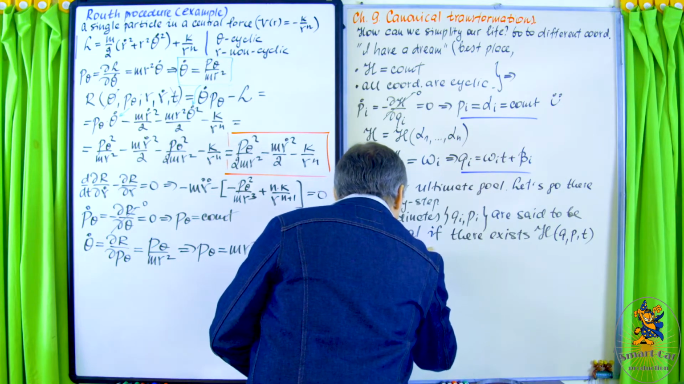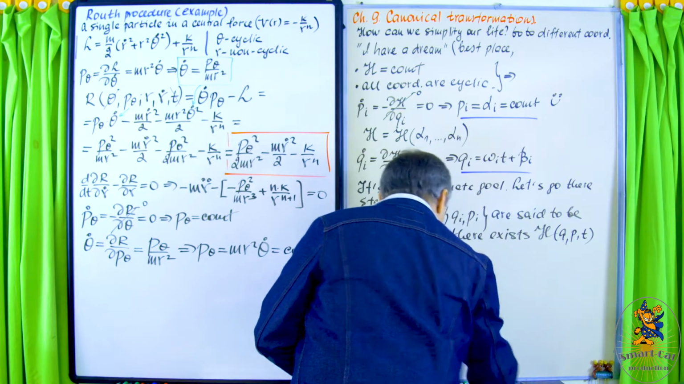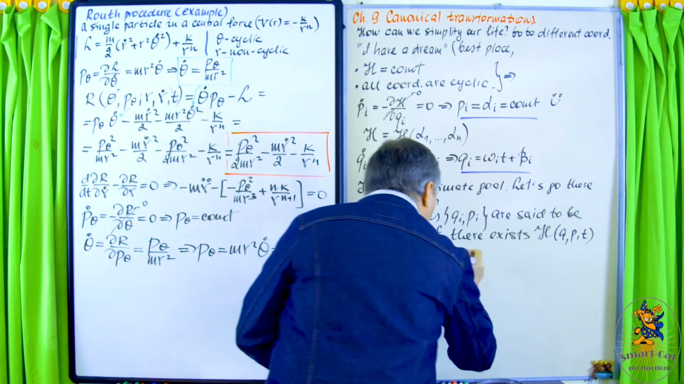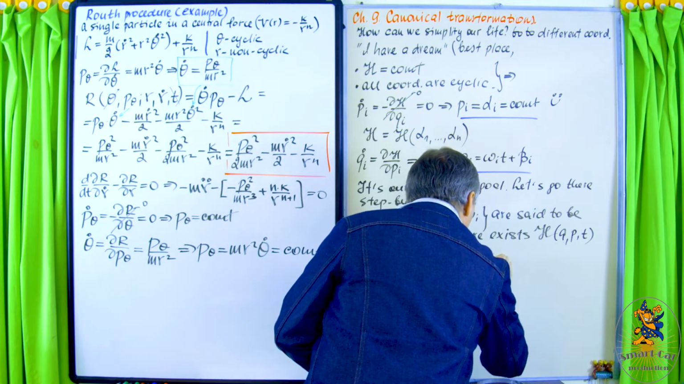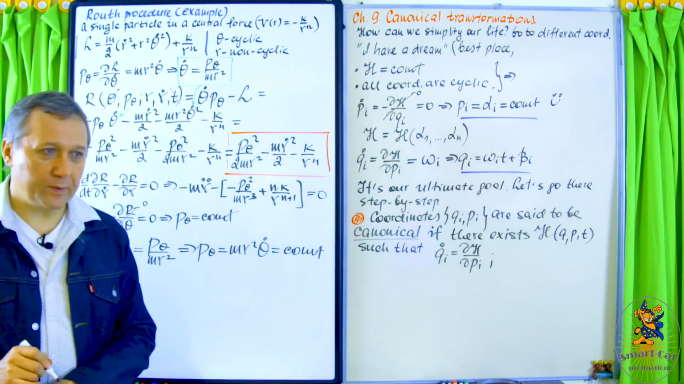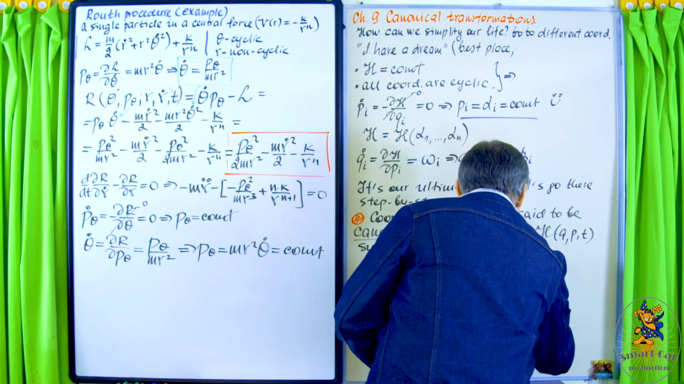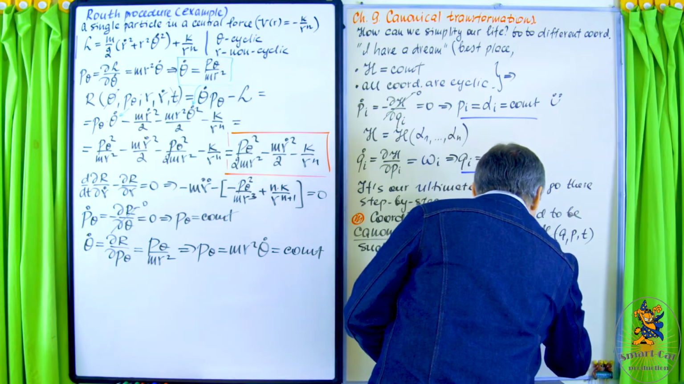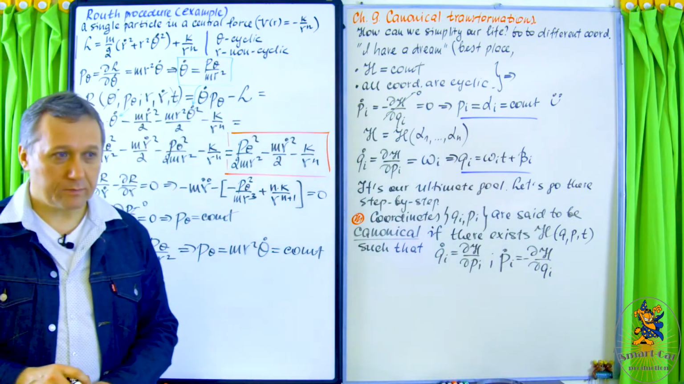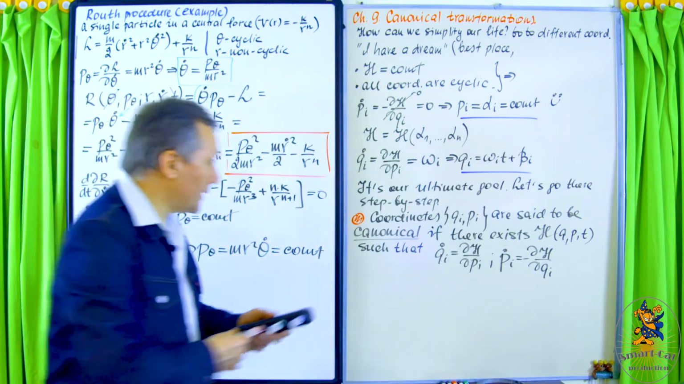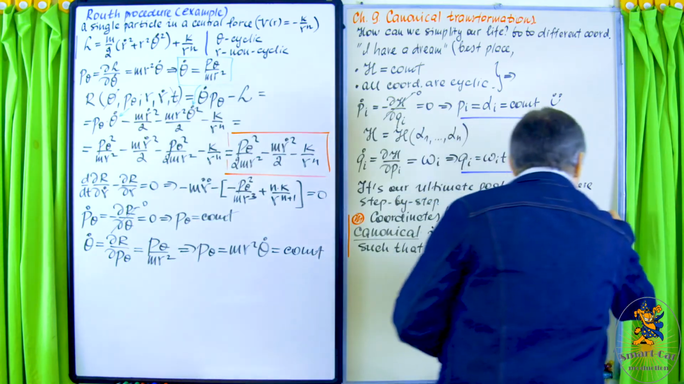So Qi dot equals the partial derivative of H with respect to P, and the second equation for P dot: Pi dot equals minus the partial derivative of H with respect to Qi. So canonical equations are correct. Right. So that's the definition of canonical coordinates. So let me frame it.